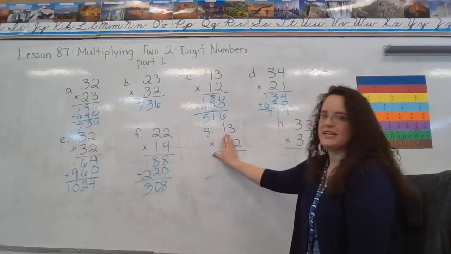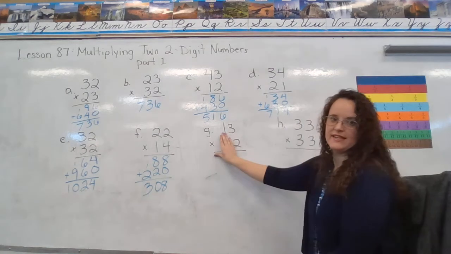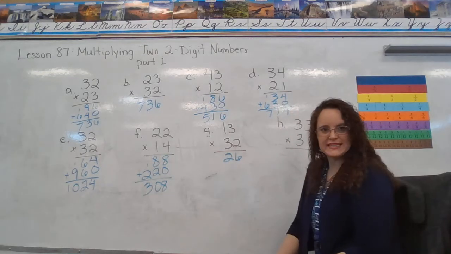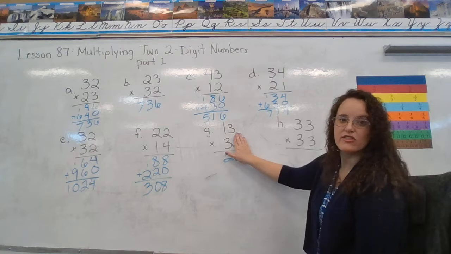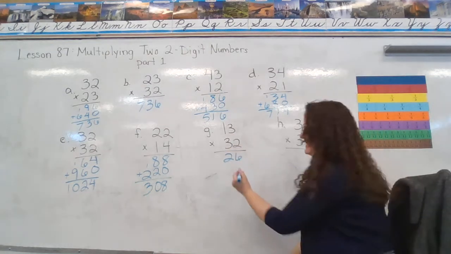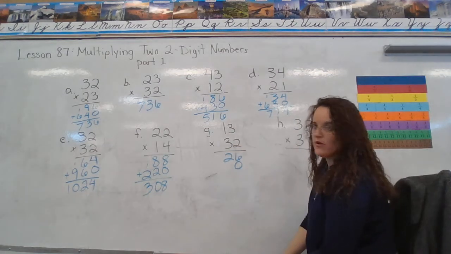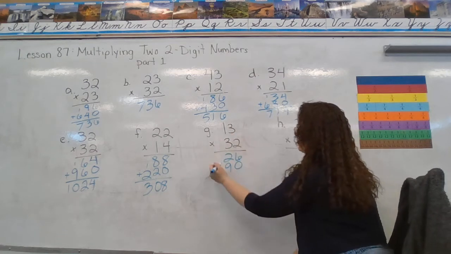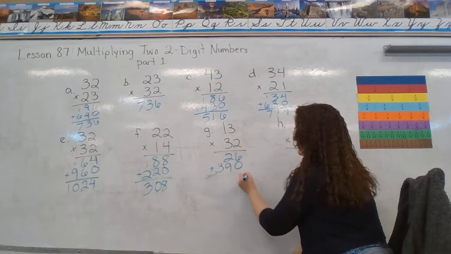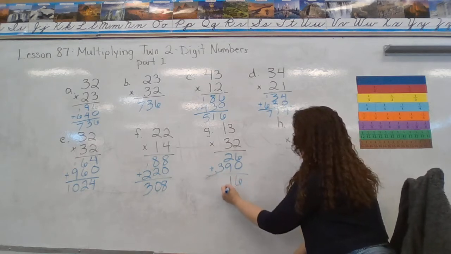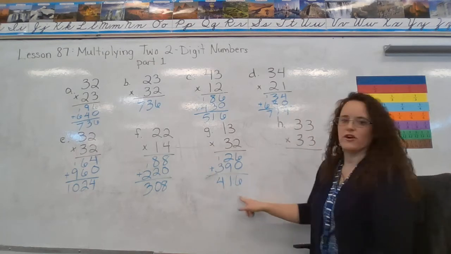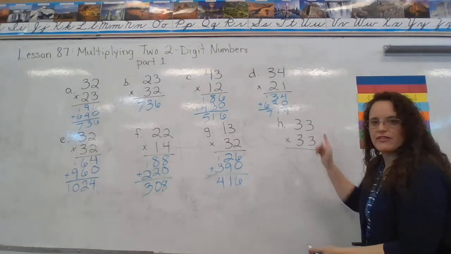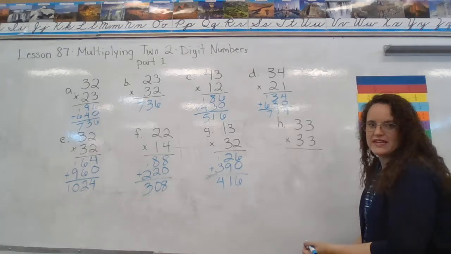G, first I multiply 2 times 13. Again, I can do that one in my head. 26. Then we multiply 30 times 13. So it will end with a 0. 3 times 3 is 9. 3 times 1 is 3. And we add. 416 is our answer.